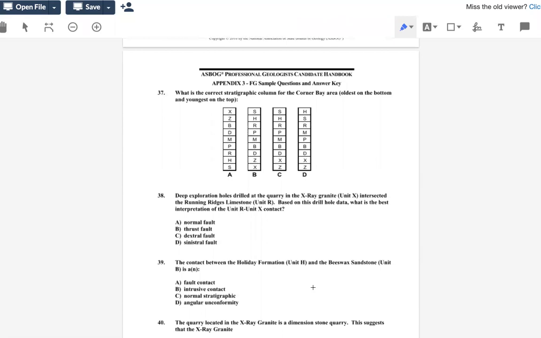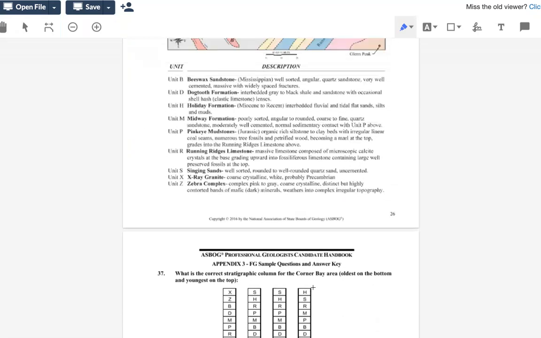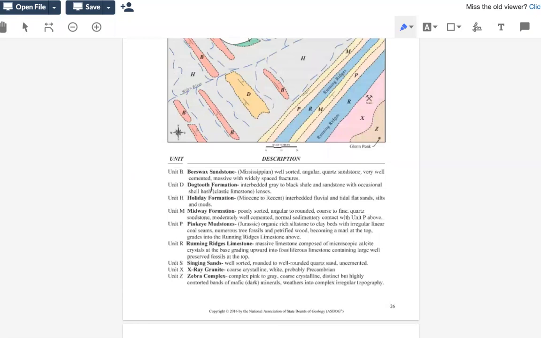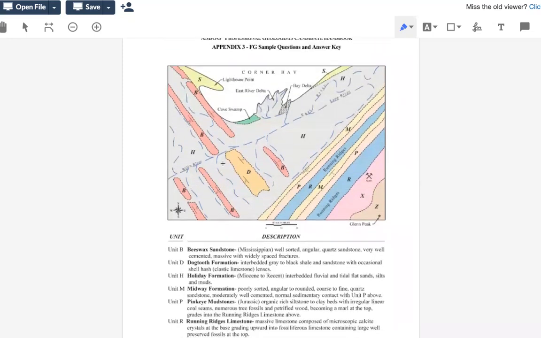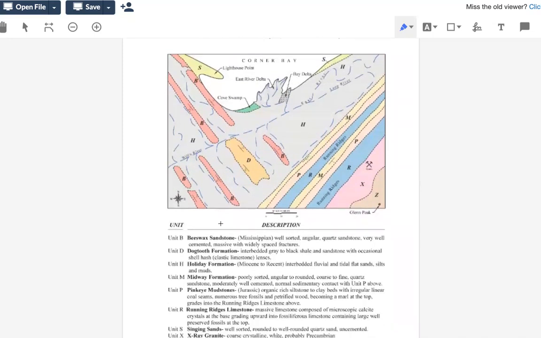So what is the correct stratigraphic column for the Corner Bay area? Oldest on bottom and youngest on top. All right, let's get to work. So let's start reading. Beeswax sandstone, Mississippian. Okay, so if they've given me some ages, I'm going to put these together like a puzzle. No need to reinvent the wheel. What I'm going to do, I'm just going to write out my geologic time scale over here on the side.